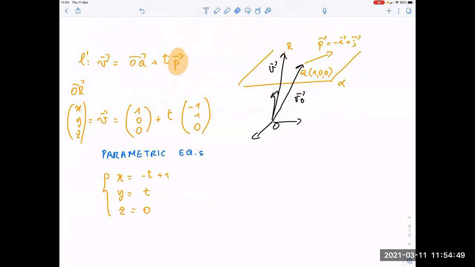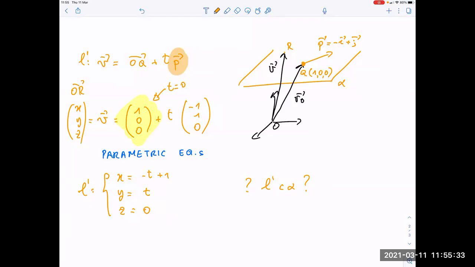Okay, how do you check that line L prime lies on plane alpha? How do you check this? What do you do? Well, if you put t equals 0, you will just get back this point here, right? So this is what you get for t equals 0. Well, that's not very interesting because you just check that the line goes through Q, which of course it does, right?